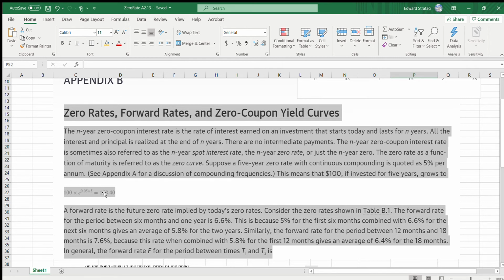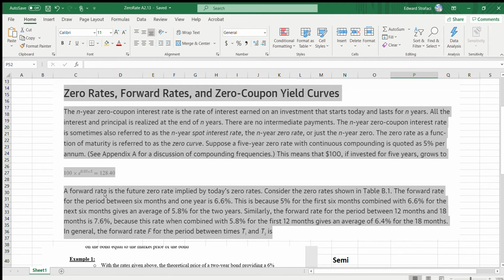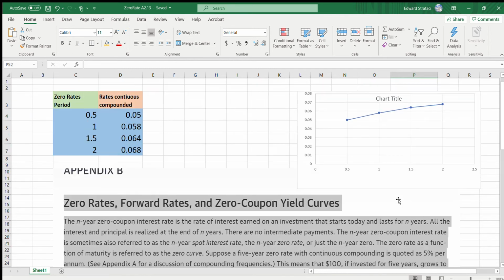The forward rate is the future zero rate implied by today's zero rate. So the forward rate for a period between 6 months and 1 year would be 6.6%. That's because 5% for the first 6 months combined with 6.6% for the next 6 months would give you an average of 5.8%. Okay, so that's how that would work.